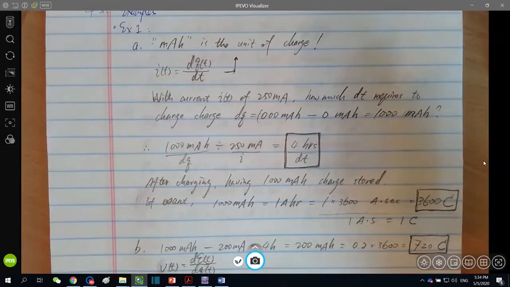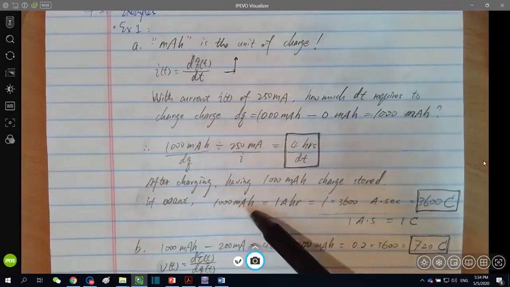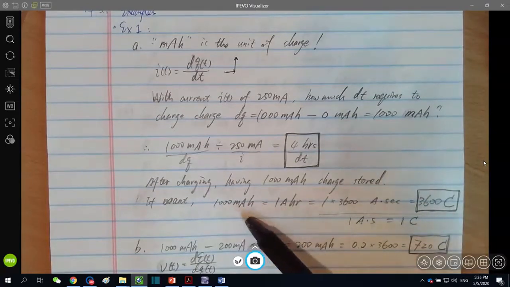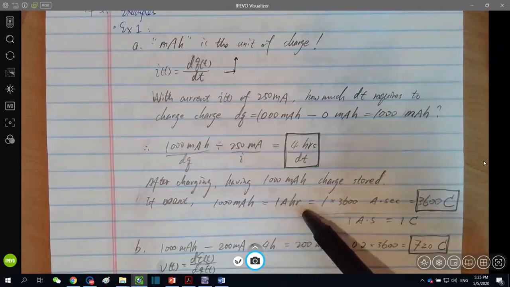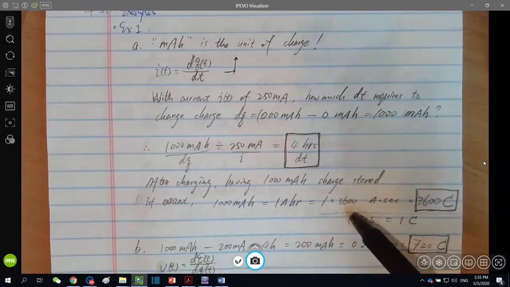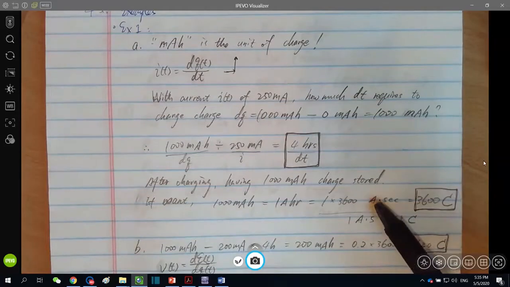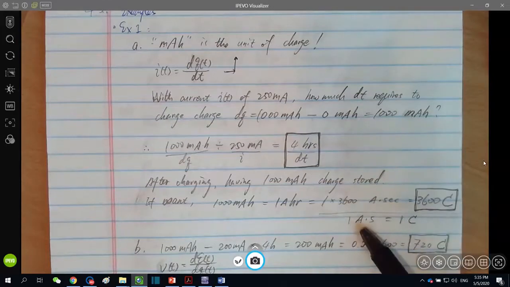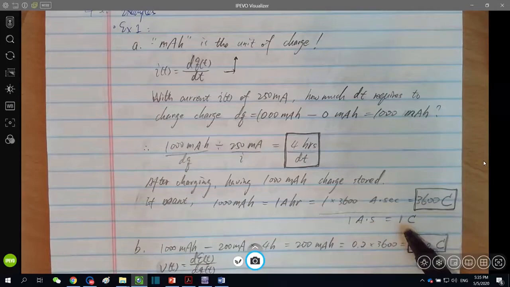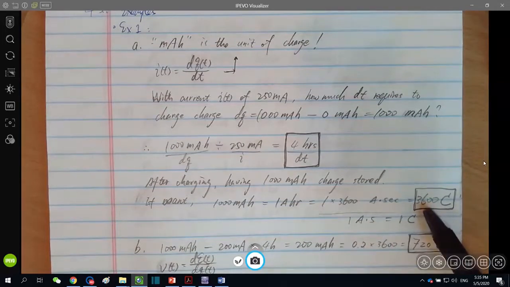It's not necessary, however, if you want, you can do a conversion from this unit to SI. So 1000 milliampere hour equals 1 ampere hour, and also equals pretty much 3600 ampere second, right? And ampere second is the SI unit for charge. In other words, 1 ampere second is equal to 1 coulomb. So we end up with 3600 coulomb. Okay, I believe you're feeling much better about this coulomb unit.